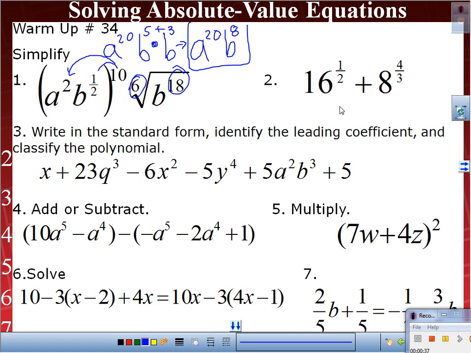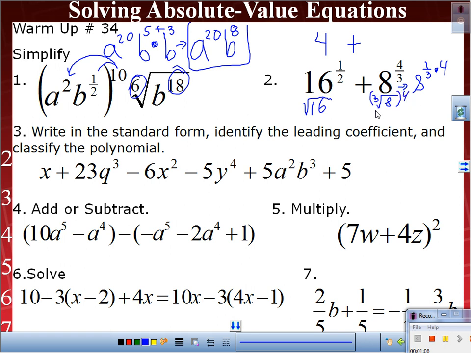Okay, good. Number 2, this one we need to rewrite. This becomes square root of 16. What is square root of 16? 4 plus, this becomes, we need to rewrite this first. This is 8 to the 1/3 times the 4th power. This becomes cube root of 8 and all that to the 4th power.